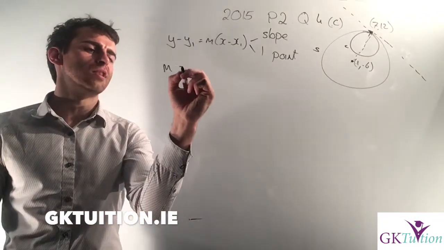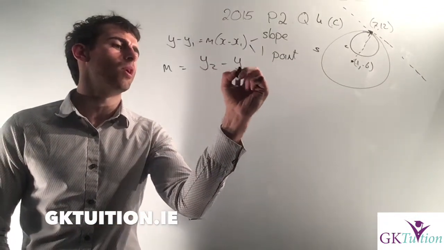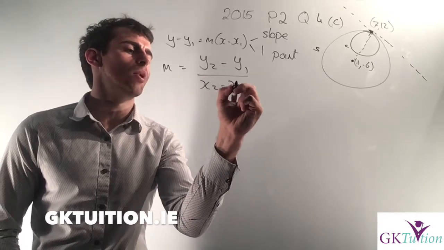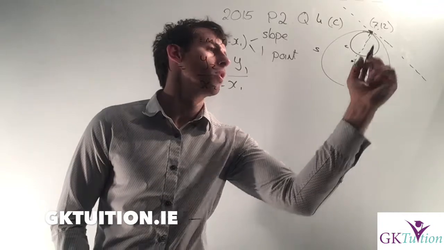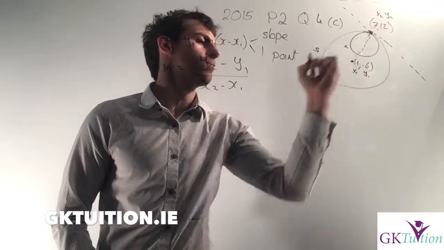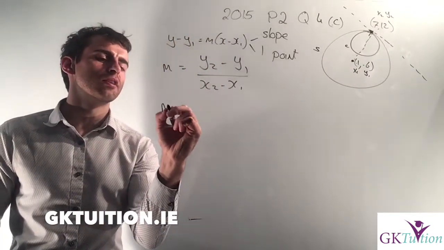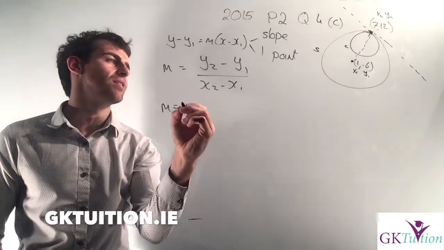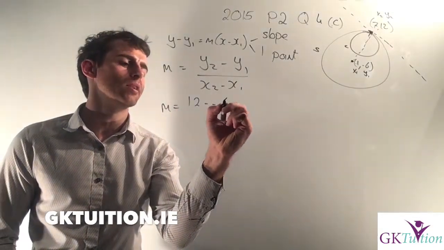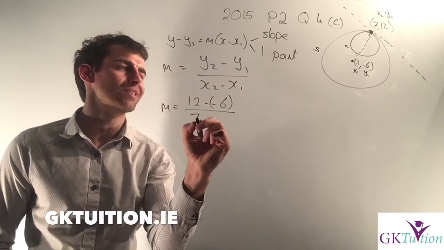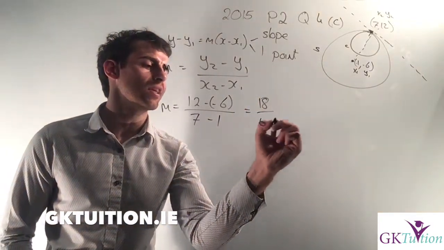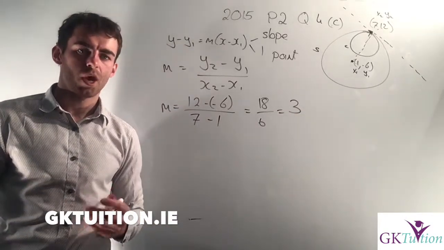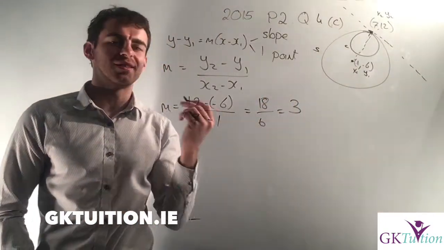So the formula for a slope is, the slope is equal to y2 minus y1 over x2 minus x1. So in this case, I'm going to call this my x1, y1, and my x2, y2. So if I just sub in here, the slope of the radius in this case is y2, which is 12, minus minus 6, divided by 7 minus 1. Which if we plug that in, we're going to get 18 over 6, which works out as 3. So the slope of the radius is 3.